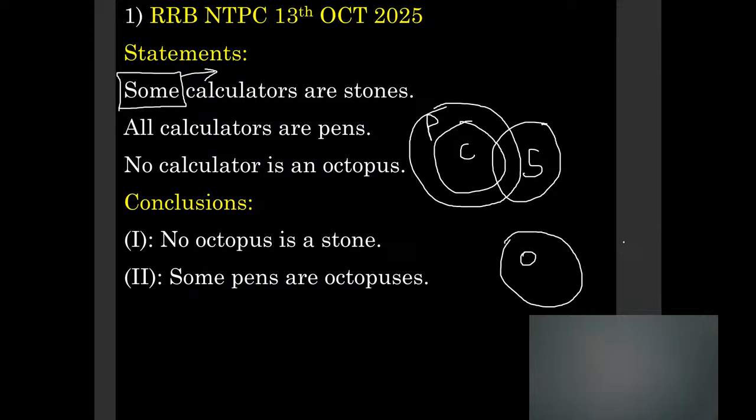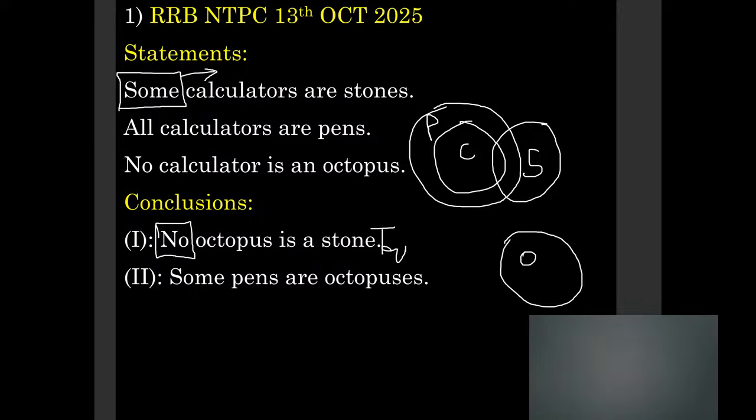The first conclusion is no octopus is a stone. So no octopus is a stone means if those two circles are not intersecting, no means it should not intersect. Some means it should intersect. So no means as they are not intersecting, octopus and stone both are not intersecting. So as those are not intersecting, we can take this as true.